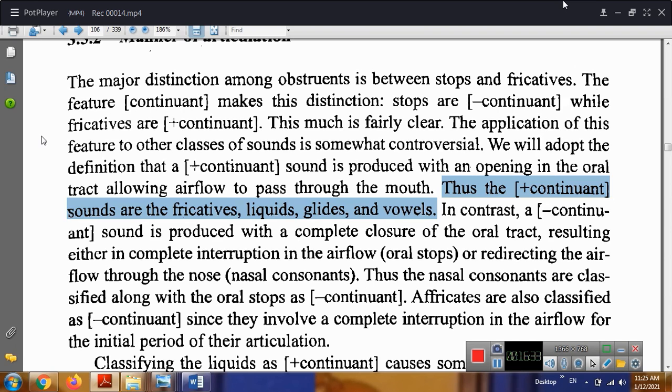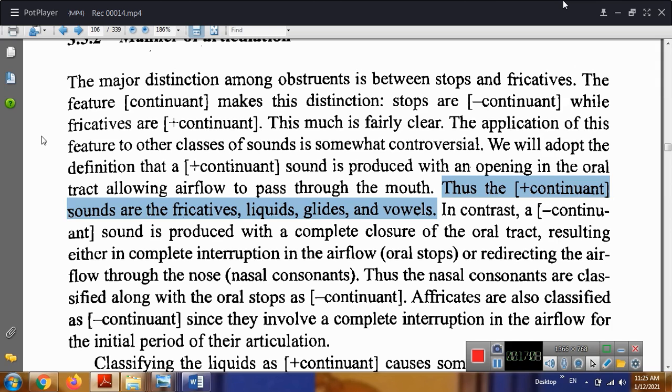I can continually produce them, but for stop sounds like p, b, I can't continuously produce them. We have the closure just for a moment, and we can't continuously produce them. Therefore, those sounds which we can produce continuously without any obstacle to the passing of the airflow, we consider as plus continuant, like glides, vowels, liquids, fricatives. Therefore, they are plus continuant.